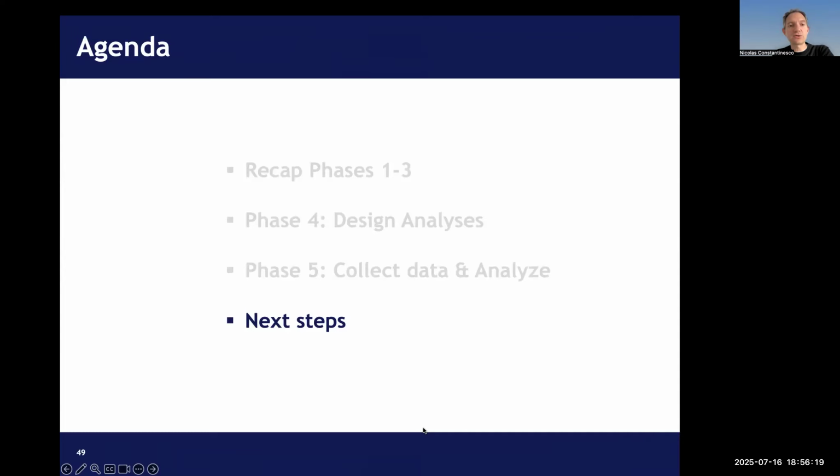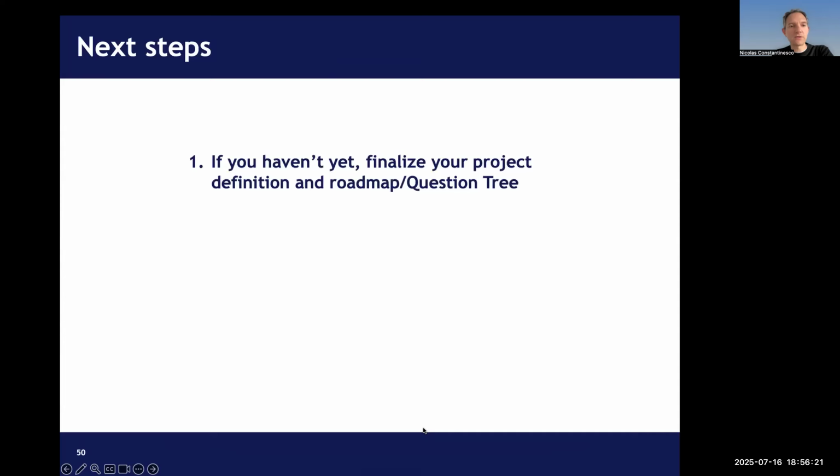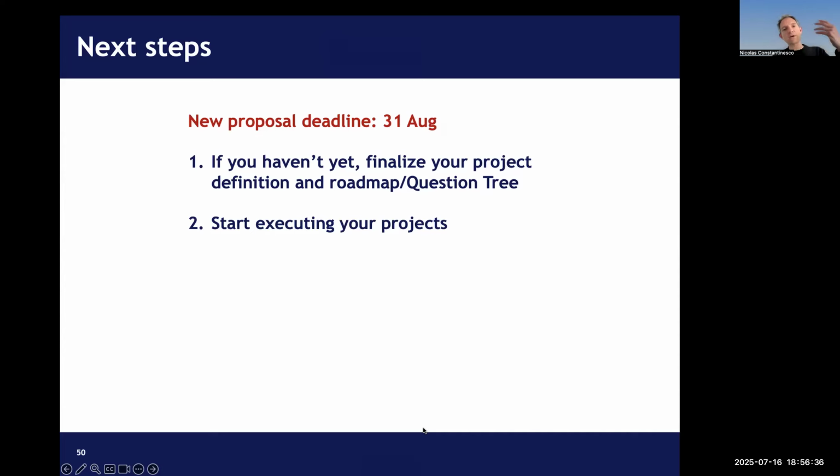So next steps. The new proposal deadline, I think, is 31st of August, if I'm not mistaken. So if you haven't yet, I would say keep working on your project definition and your roadmap, your question tree. If you're ready, start executing your project. So drawing your hypotheses and starting to build your analysis plans and executing your analyses.